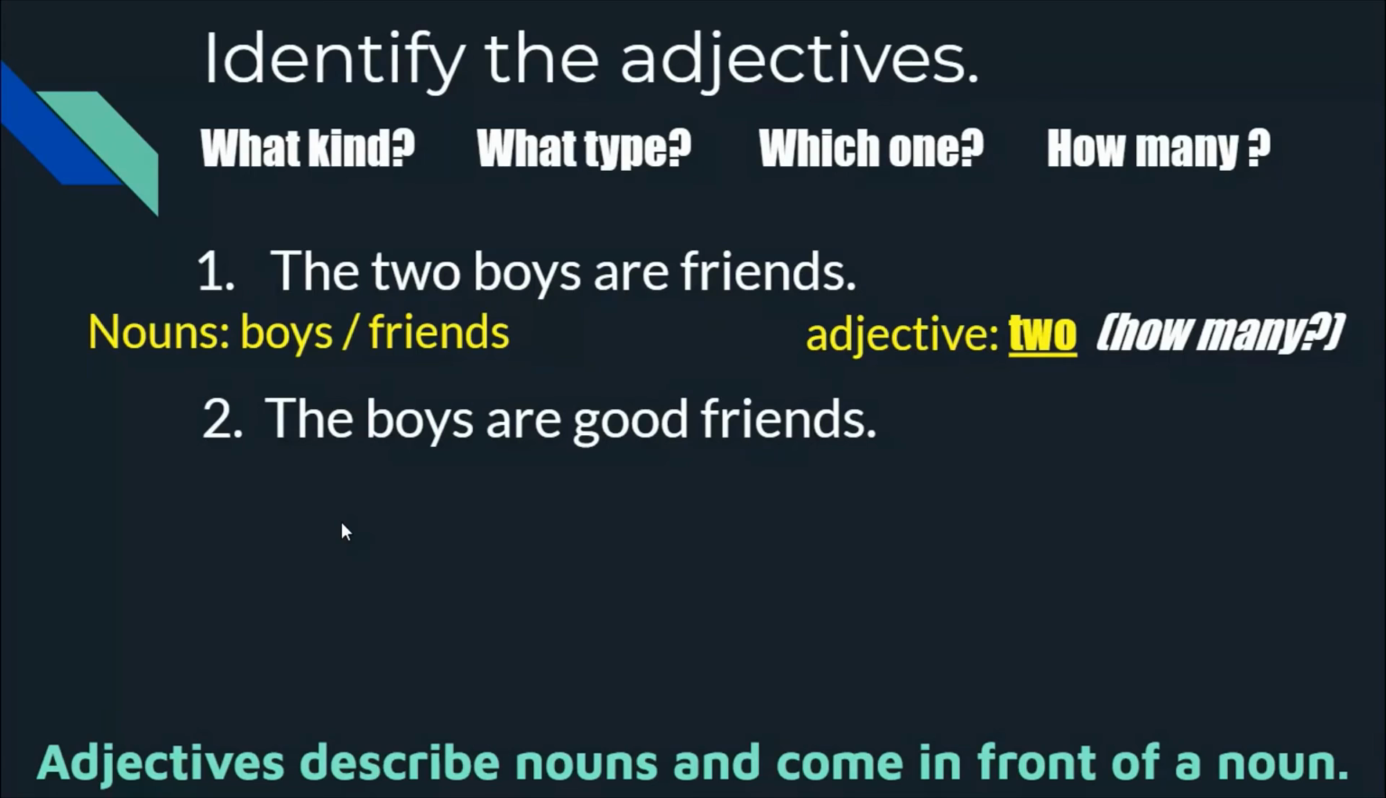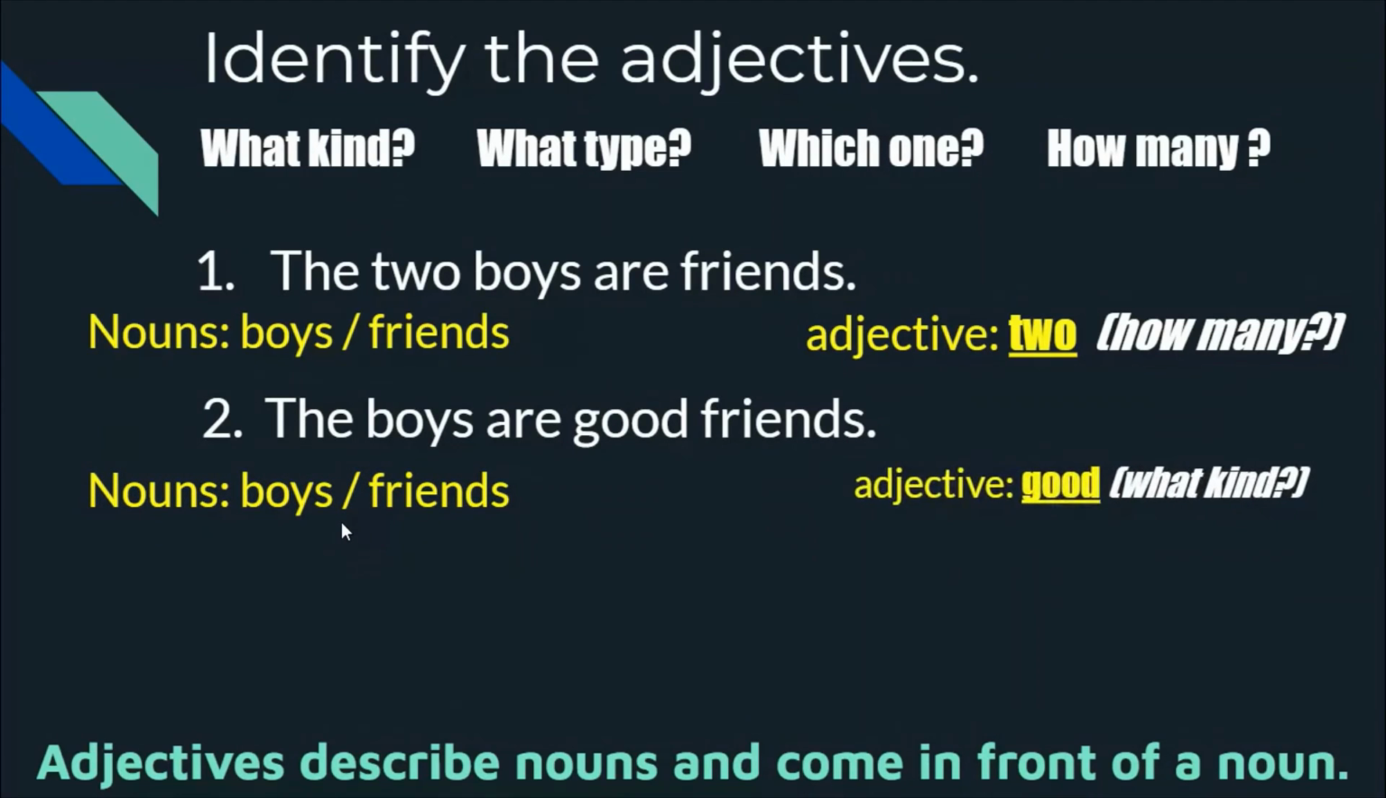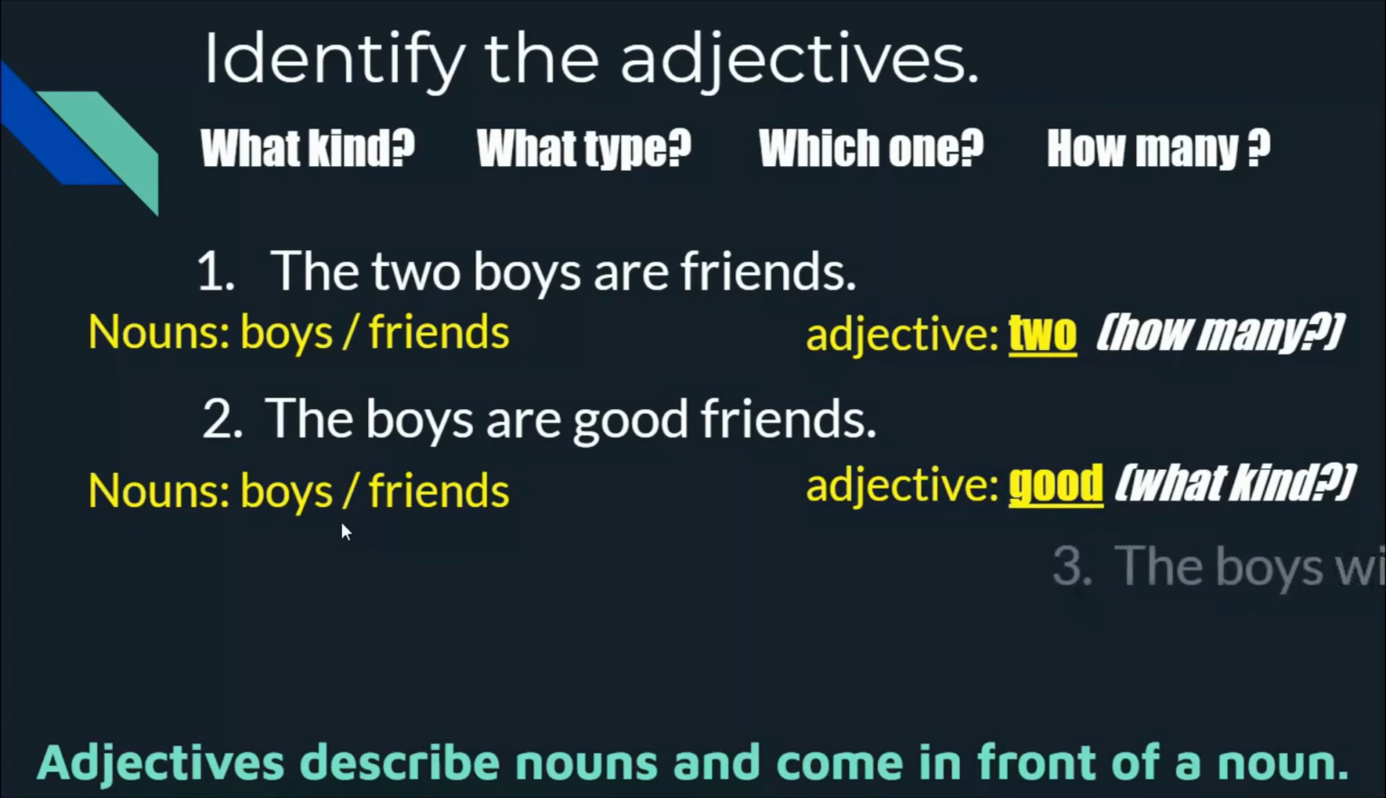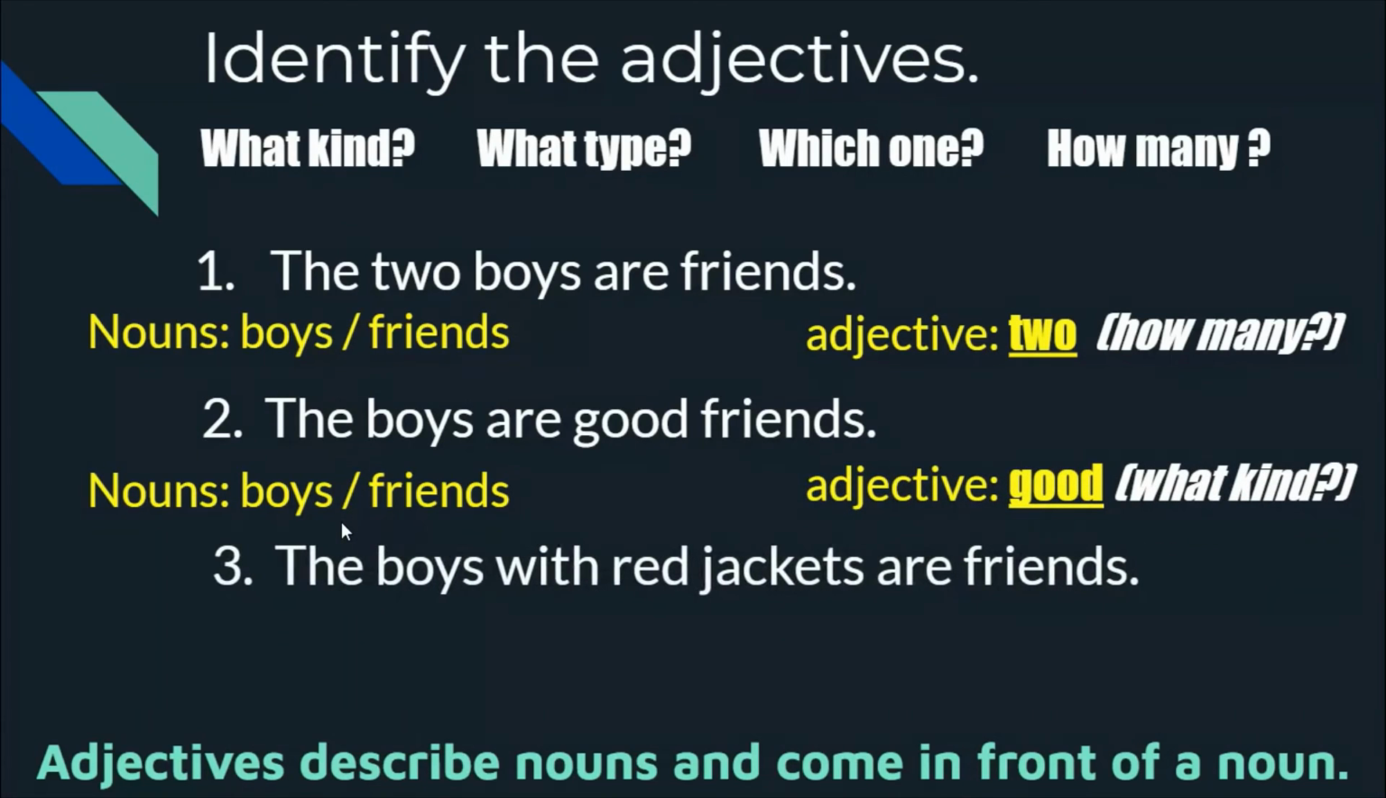The boys are good friends. Yes, so again, we have the same nouns, boys and friends, right? And which one is the adjective here? Good. Good is the adjective. That's right. Okay. So it's telling me what kind of friends they are. They're good friends. That's right. Okay. So let's look at number three.